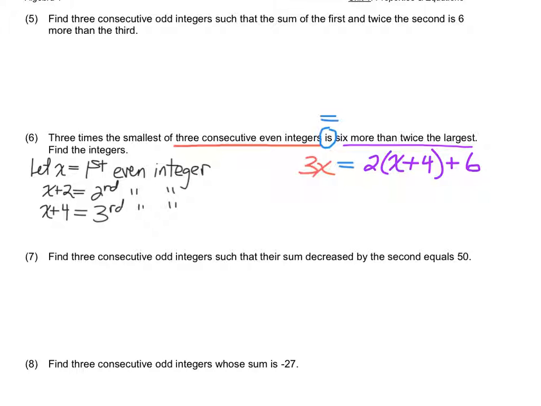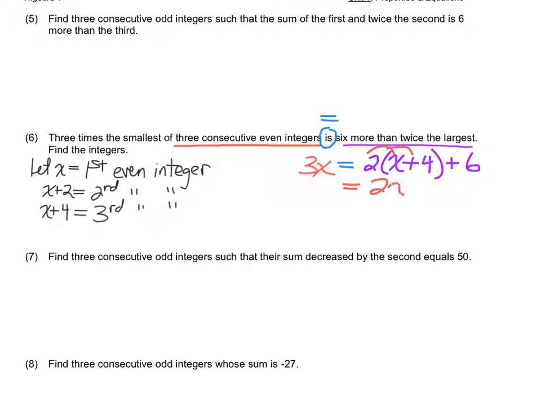You could do 6 plus 2 times x plus 4, which I think is something I heard someone say, but I wasn't really confident. Addition is commutative, so you can go in either order. So that's perfectly fine. But now that we have an equation, let's go ahead and solve it. What's my first move?